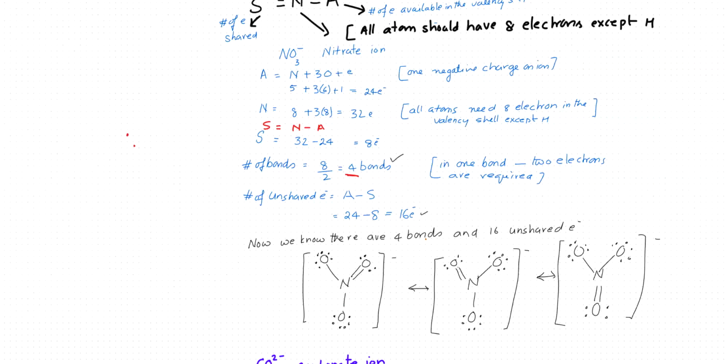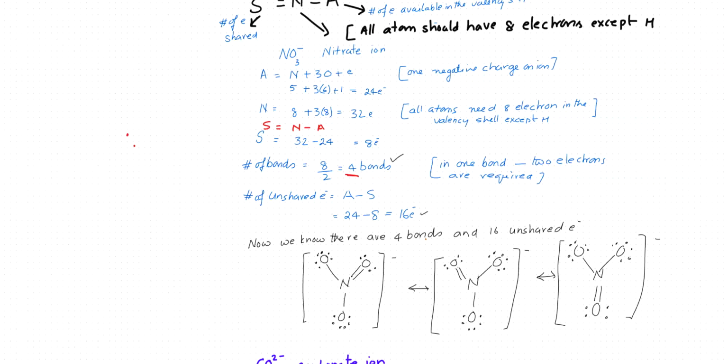And there is 1 negative charge, so we draw 1 negative charge on this. And this is a resonating structure. A double bond can form on this oxygen, so we draw the double bond here. When there is a double bond, there are 4 electrons, and when there is a single bond, there are 6 electrons. Similarly, we place the double bond on the third oxygen and 2 other single bonds. So like this, all the 3 resonating structures we draw.